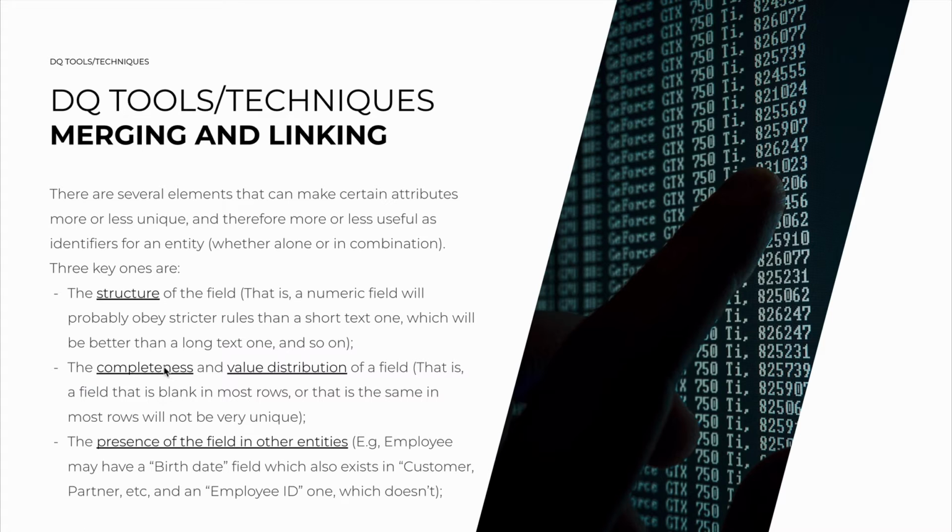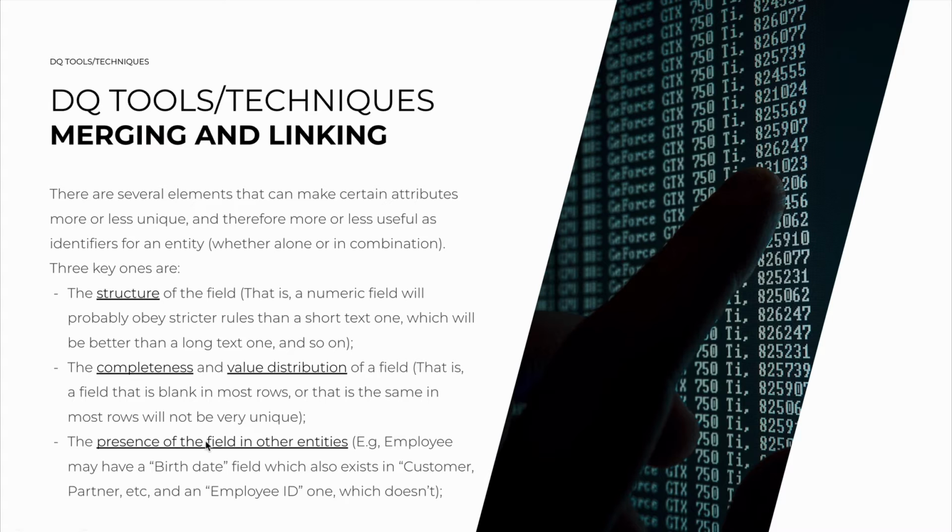Then, the completeness and the value distribution of a field also count. That is, if you have a field that is blank in most rows, or in a lot of rows, or that has the same value in most rows, that will not be very unique. For example, if most people are missing the phone number value, then don't use it as a matching attribute, okay? Or if you see that most products in a company come from the same factory, so the column factory is always the same, then the factory may not be a good matching attribute.